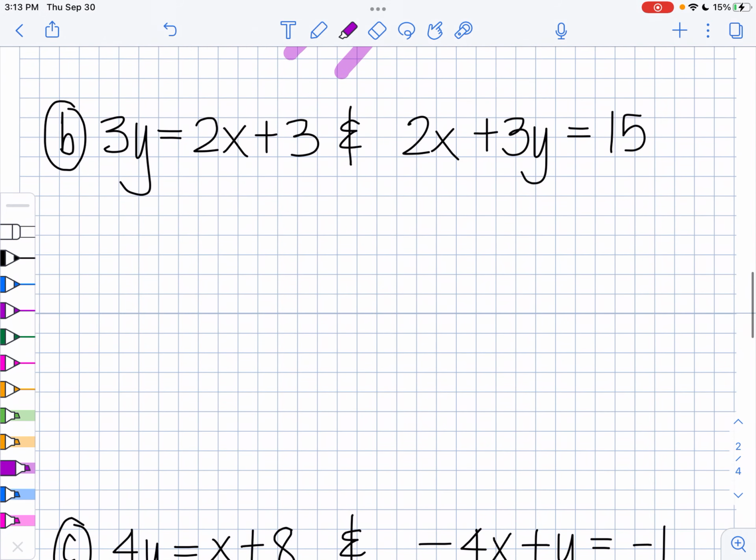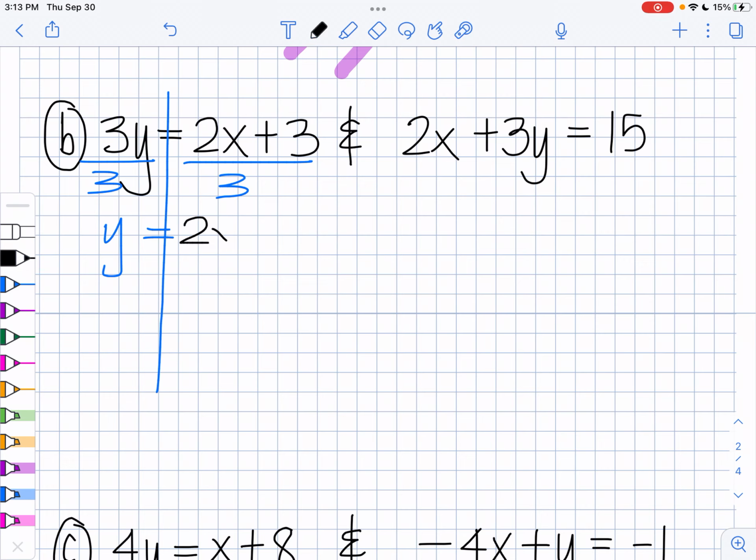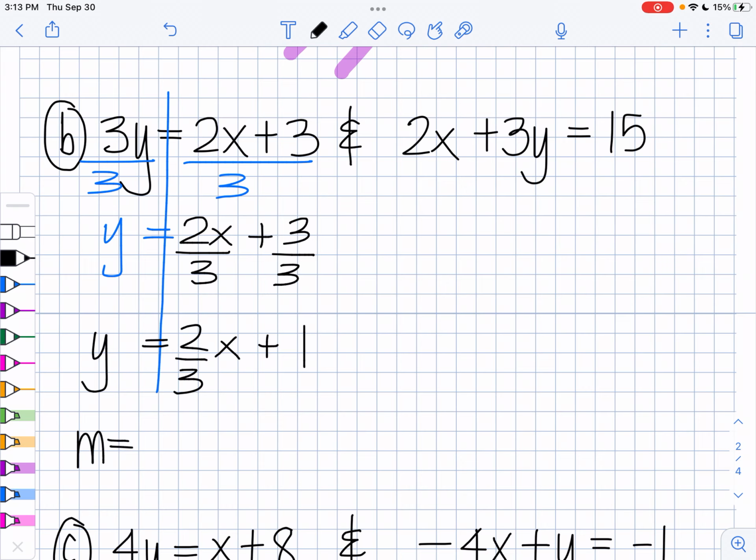All right, I'm going to look at my next example here. Remember, we want to get y on a side by itself. So first thing I have to do over here, I'm going to divide everything by 3. So I get y equals, now remember, when I divide a whole group by 3, that's the same as saying 2x divided by 3. Each term gets divided by 3. So this becomes 2/3 x plus 3 over 3 is 1. Okay, so my slope here is 2/3, and my y-intercept is 1.